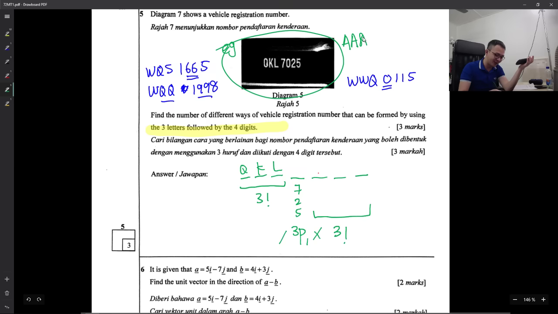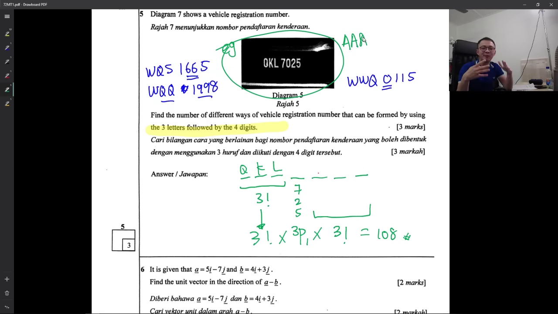So it's 3 factorial times 3 factorial times 3. 3p1 is 3, so you will get the answer 108. Okay, you will get 108 if we assume we are using the letters and numbers given above. Alright, just remember the first number cannot start with 0.